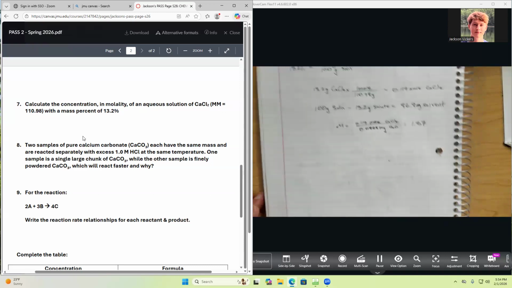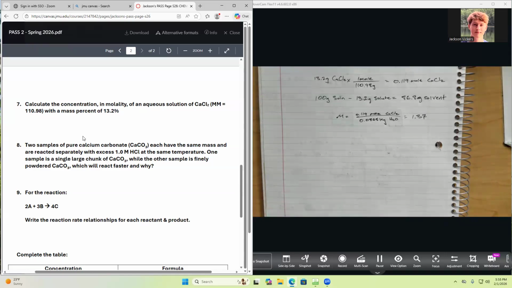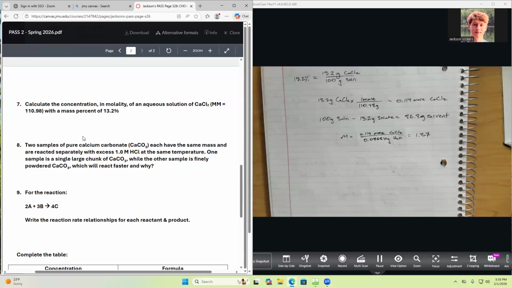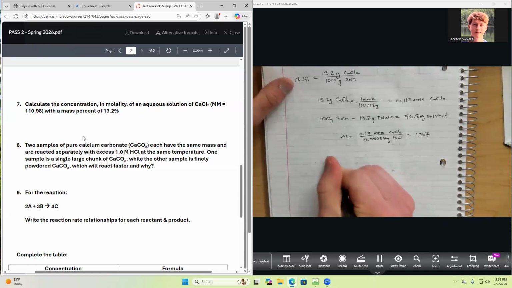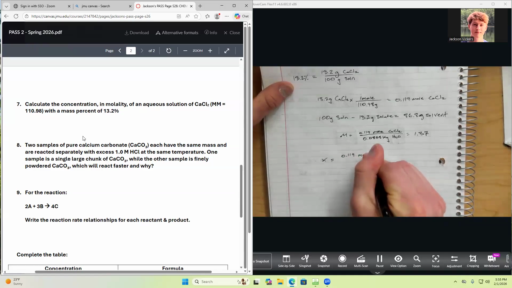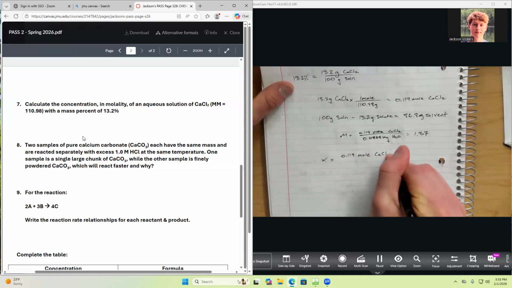Cool. All right, let's be thorough then and also do the mole fraction, because you might see something like that on the test. So the mole fraction numerator is the same thing. So we already got that. By the way, it sometimes is denoted as X, the mole fraction. So we already know we're starting with 0.119 moles of calcium chloride in our numerator.